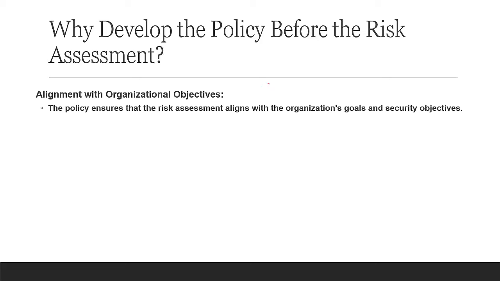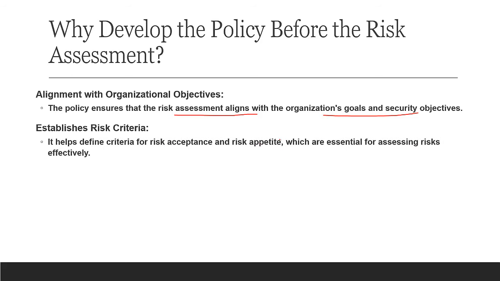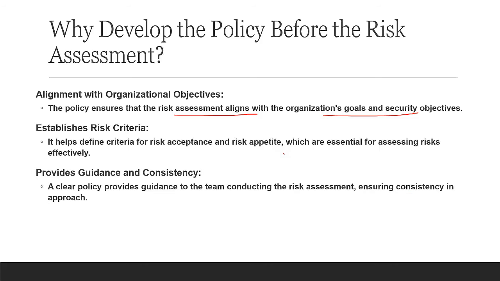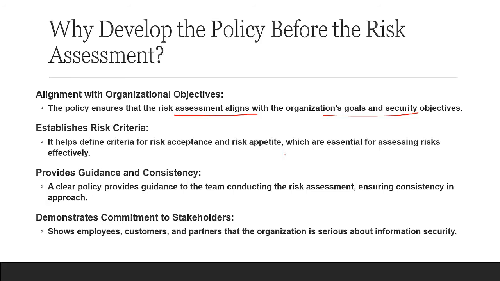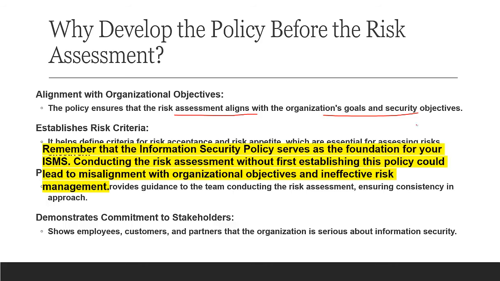Because policy ensures the risk assessment aligns with the goals and security objectives. That's the first thing. And one more important thing, it helps you to establish the risk criteria, because your risk appetite, your risk acceptance, all those things are defined in the policy. Third, it also provides the guidance to conduct a risk assessment, which provides consistency. And by having a policy, you are able to demonstrate the commitment to stakeholders. So remember one thing, the information security policy serves as a foundation for your ISMS, and conducting a risk assessment without establishing a policy could lead to misalignment.